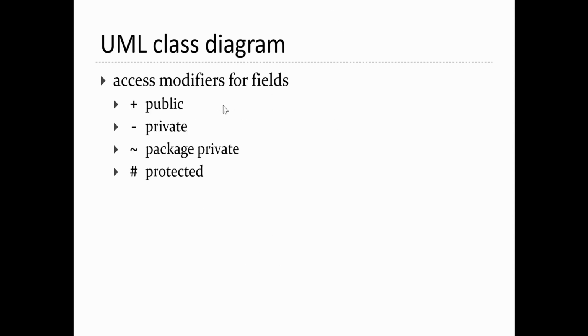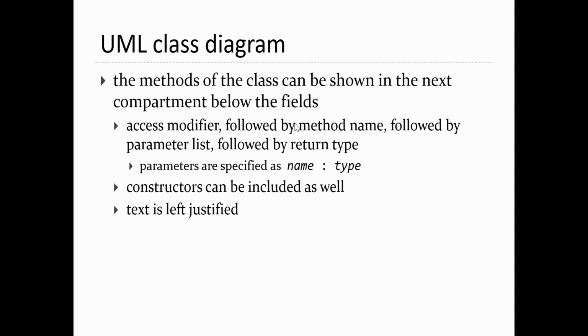For UML, there's a set of four access modifiers for the fields. Plus for public, minus for private. We don't really care about package private and protected yet, but if you want them, there they are. After you show your fields, you can show your methods. They would go into the third compartment. The way you list the methods is similar to how you list the fields. There's an access modifier, a method name, a list of parameters, and then a return type.